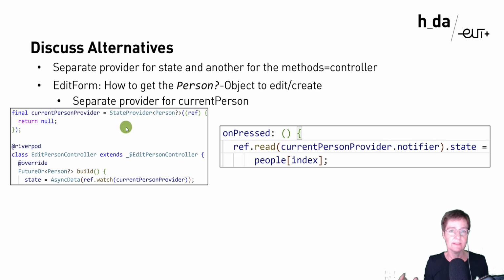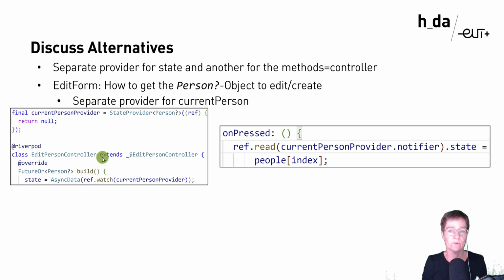State provider we did not discuss so far. State provider simply provides a value. So there's no generation needed, it's just a state provider, and you could initialize it with null. Once you pressed the edit button or the plus sign, you could read this current person provider, access notifier. From this provider you access the state and set the state to the current person object.